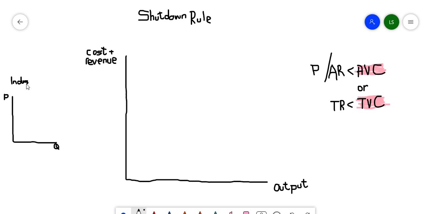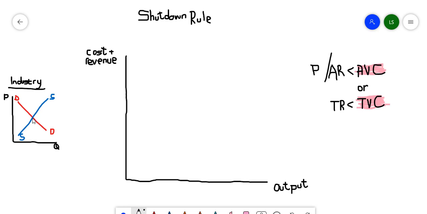Remember, because we are in the perfect market, firms are price takers. They can't determine the price. The price is determined by the industry. So we have to see what happens in the industry. In the industry, there will be a negatively sloping demand curve. This is your market demand curve. And there will be a positively sloping supply curve. This will be your market supply curve.